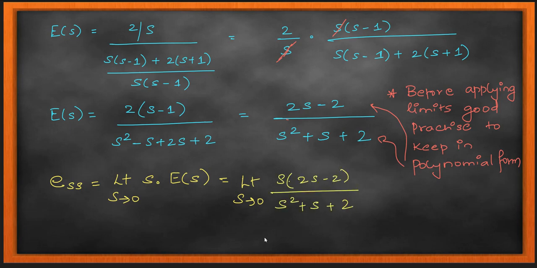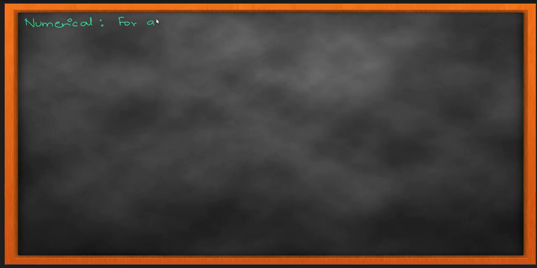So that's it. Now ESS is okay. I forgot that S. So we have an S into 2S minus 2. So this is just E of S, and after E of S I have to take that S into E of S, and that makes it 0.